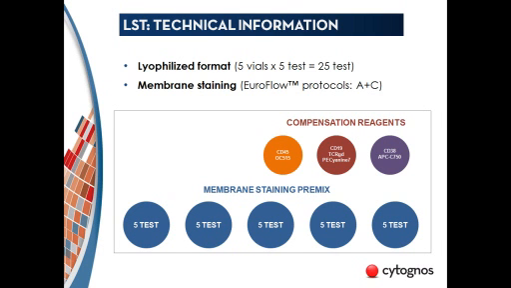So it's 25 tests split in 5 different vials of 5 tests each, lyophilized, with 12 antibodies, all combinations together in the same vial, and also antibodies to do the compensation in case you need to do a special compensation for using the LST.